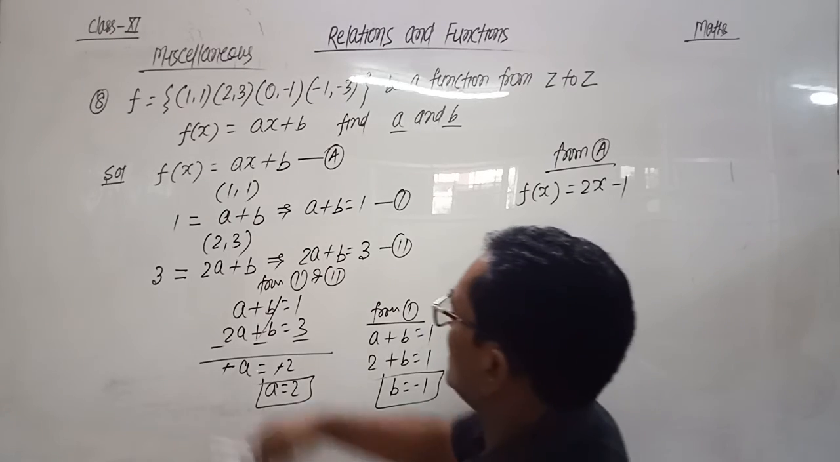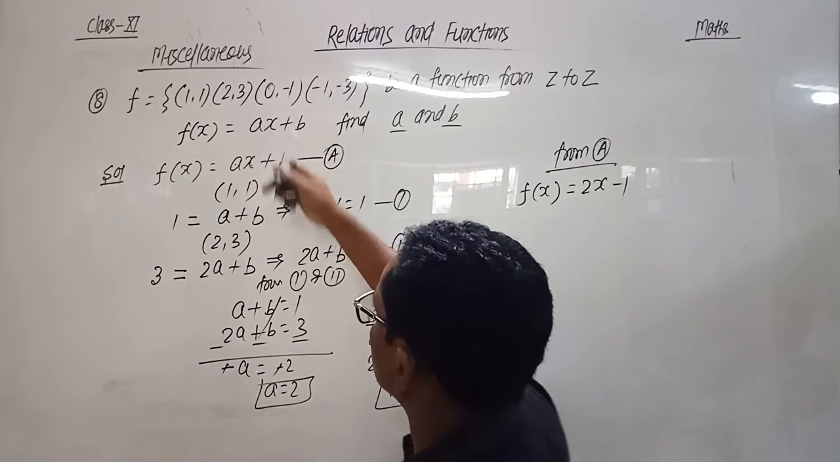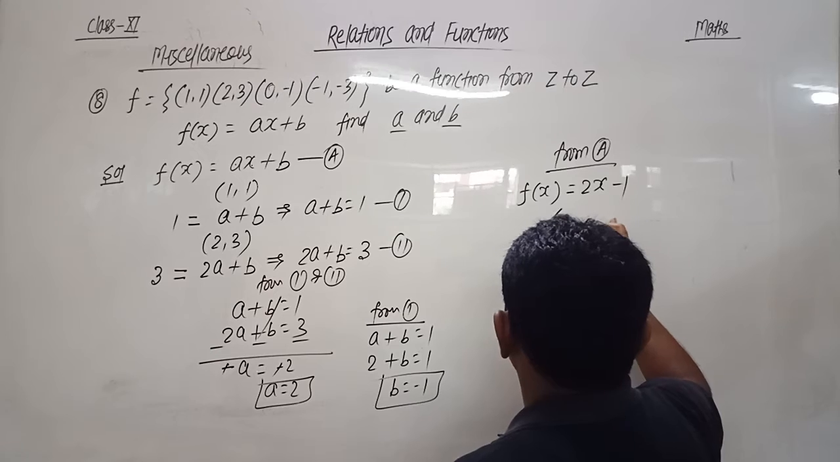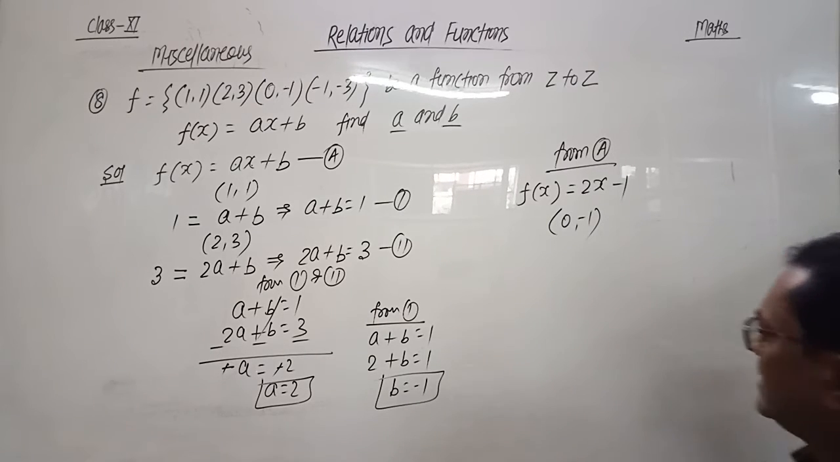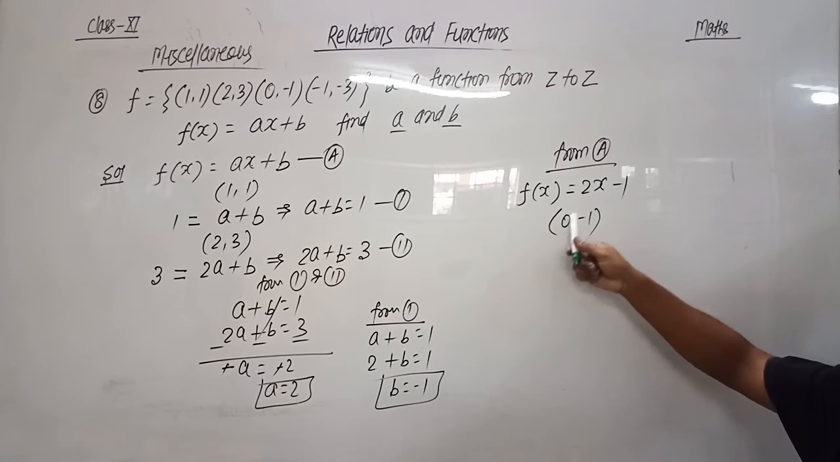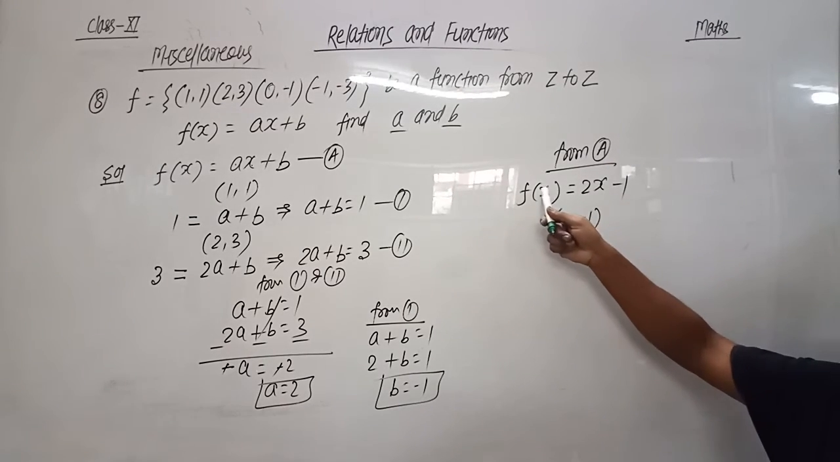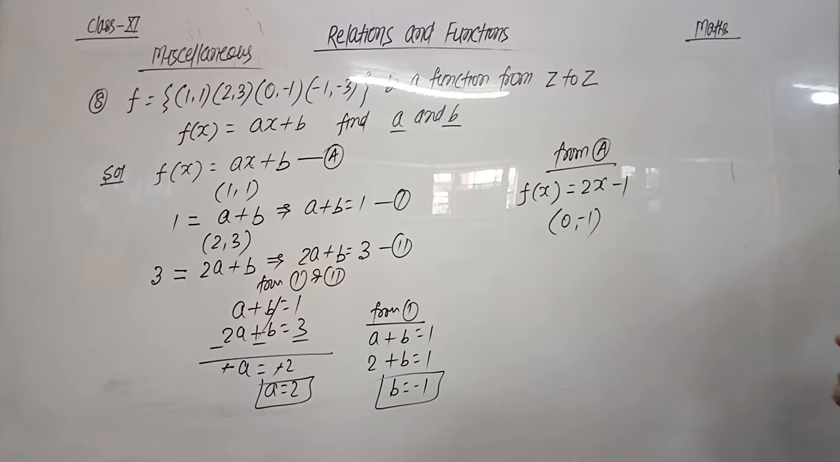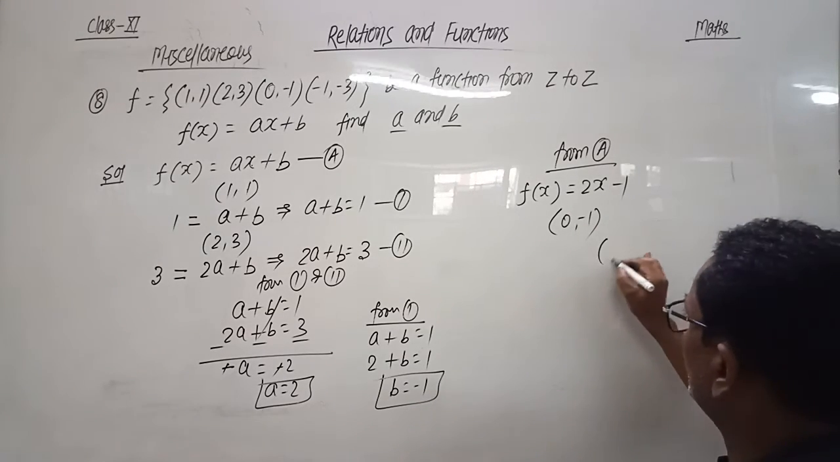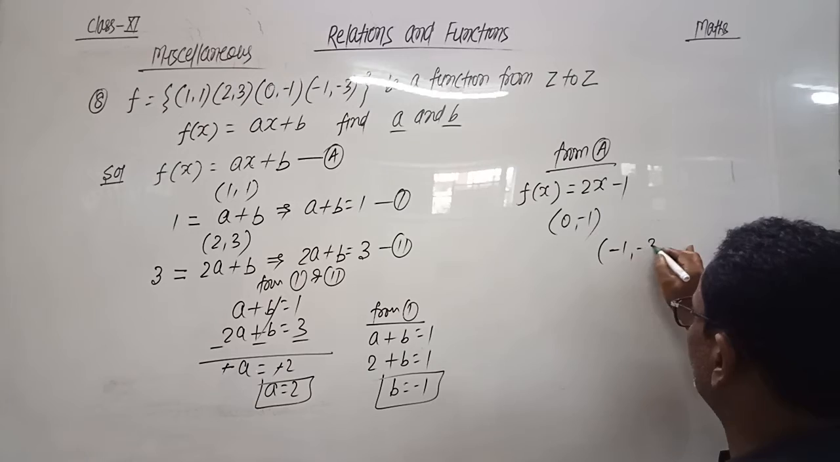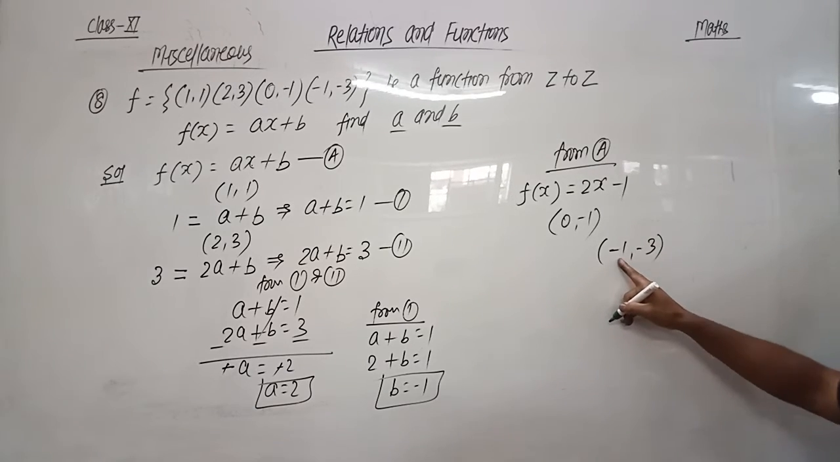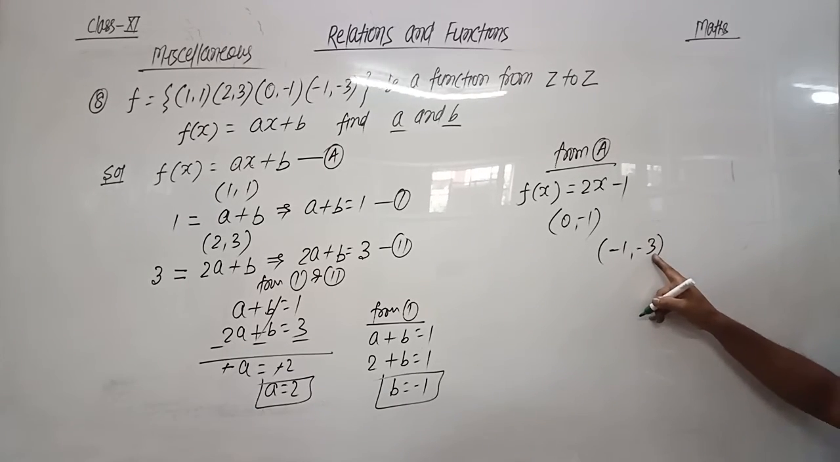For the other ordered pair 0 comma minus 1, here the value of x is 0 and the value of f(x) is minus 1. When we put x equals to 0, we get the value of f(x) equals to minus 1. For the next pair, minus 1 comma minus 3, this is the value of x and this is the value of f(x).